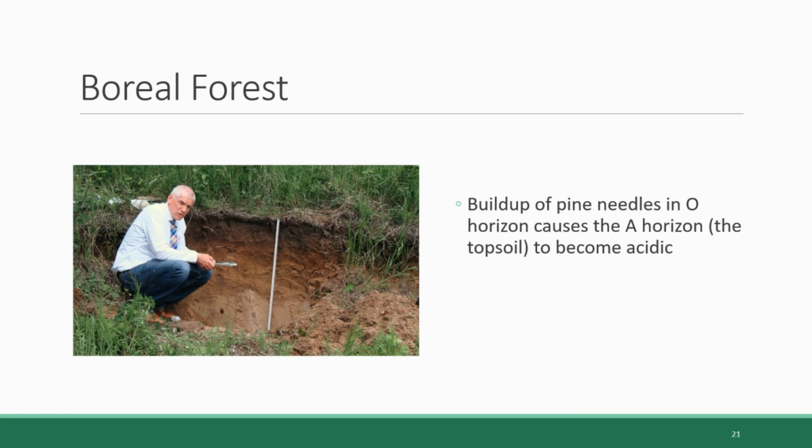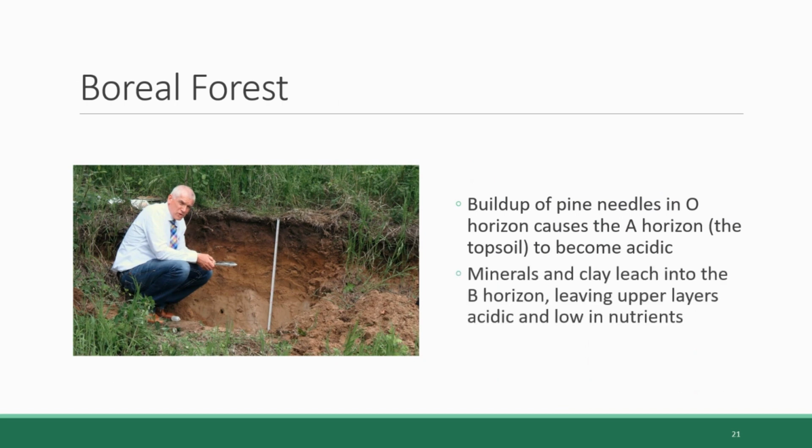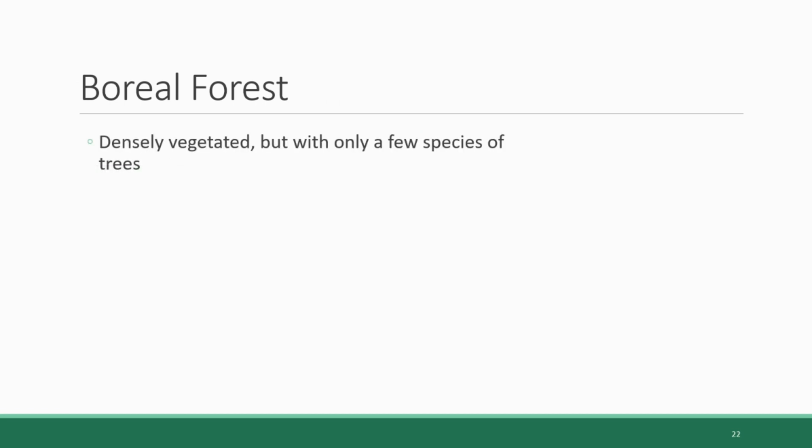And this pine needle debris causes the A horizon of the soil, which is the layer just below it, to become quite acidic. And then that acidity of the soil causes minerals and clay to leach out of the A horizon and down into the B horizon, which leaves the upper layer of topsoil low in nutrients. So because of these nutrient-limited conditions, boreal forests are not hospitable to a very diverse range of plants.